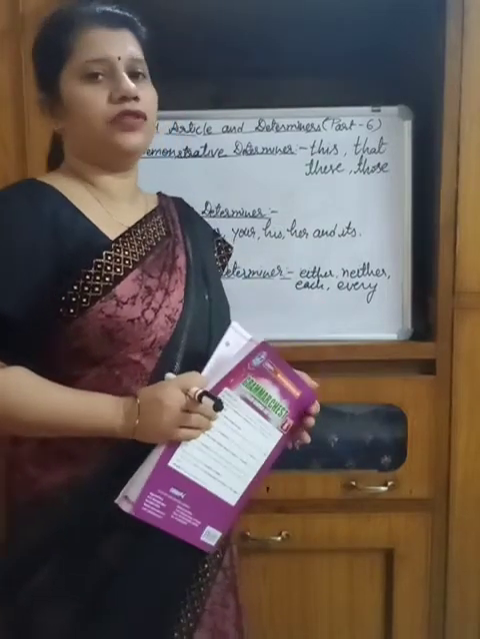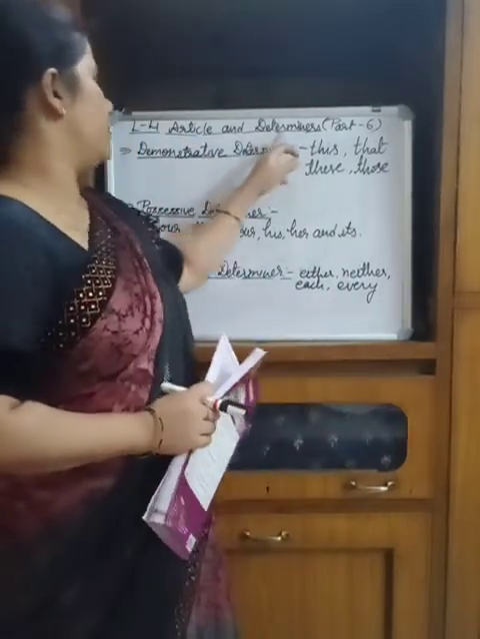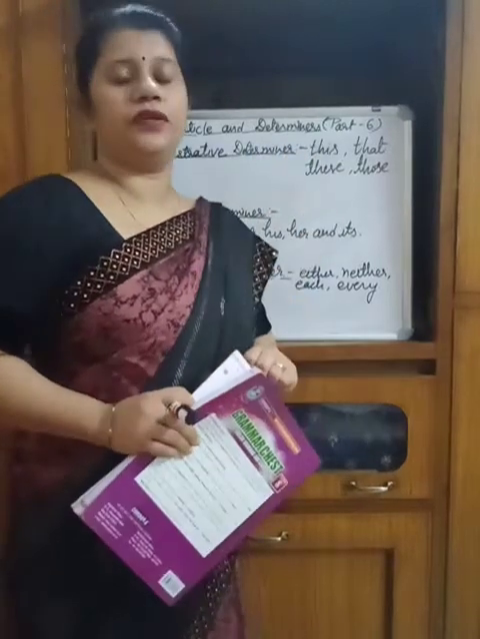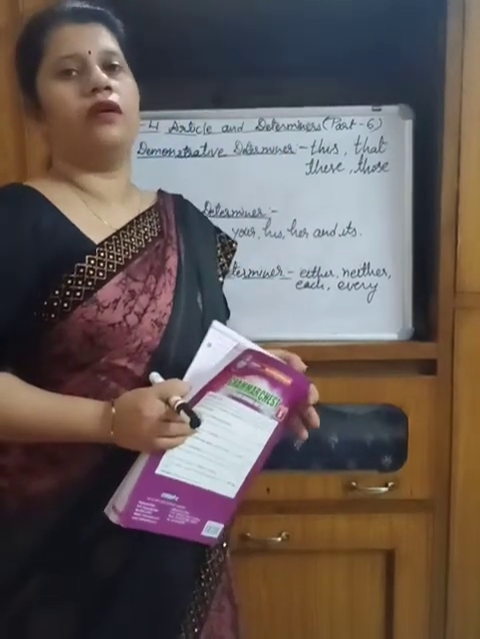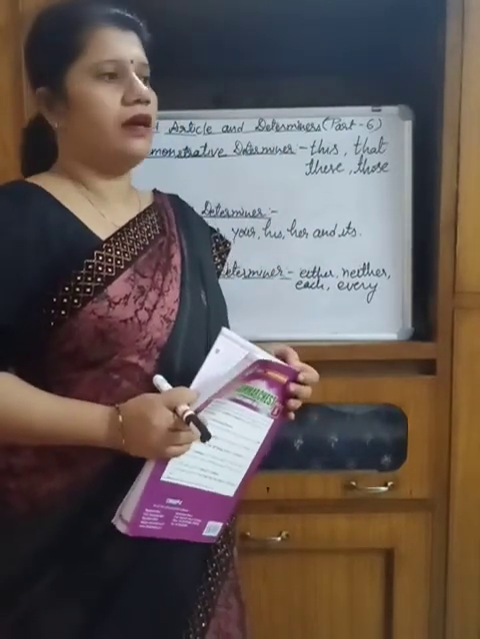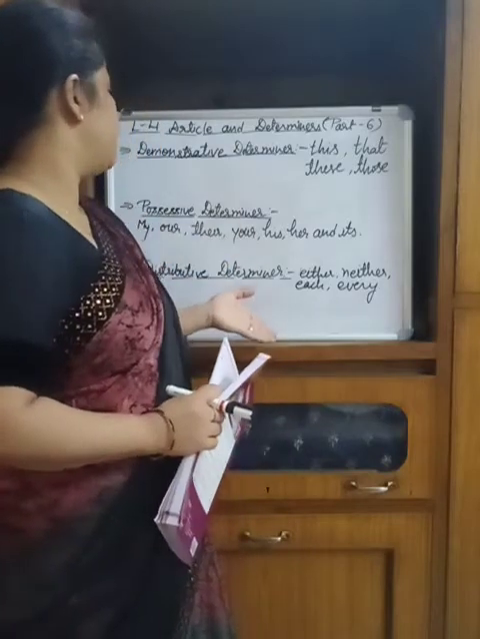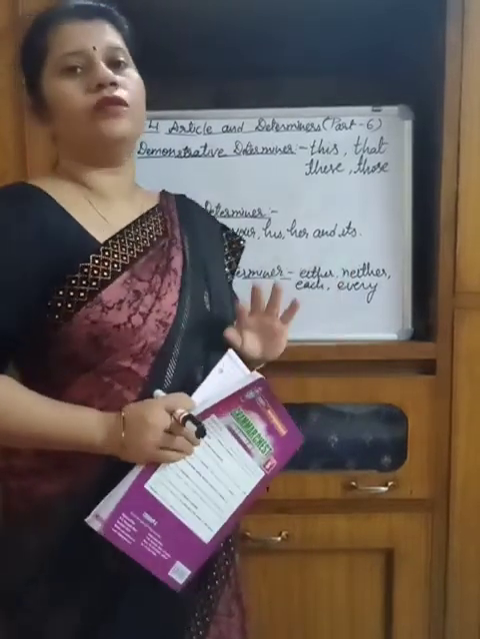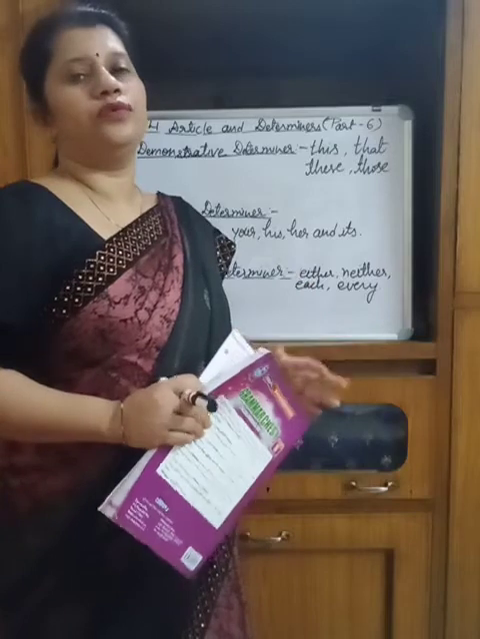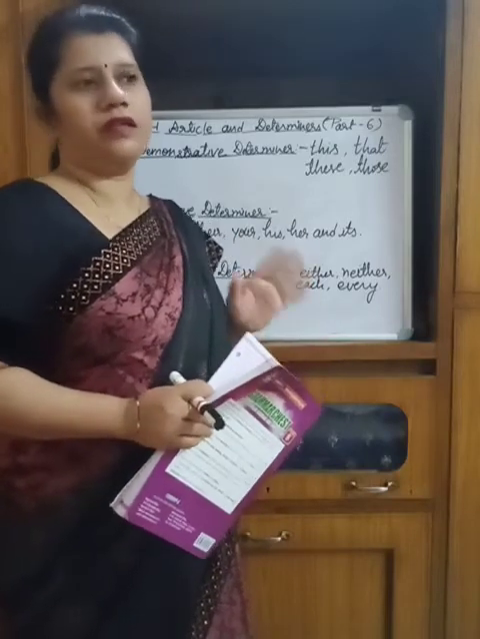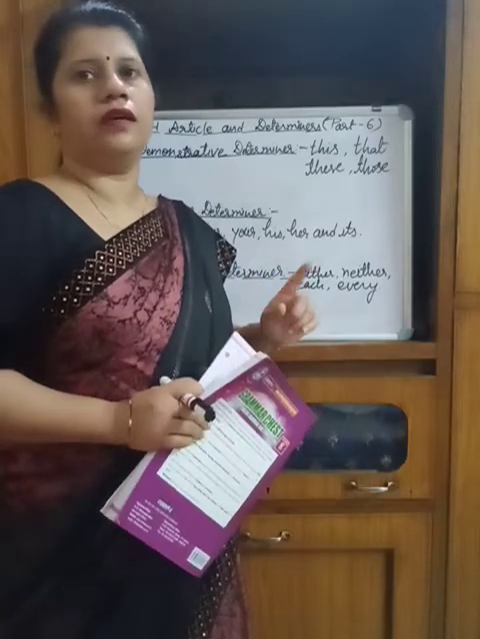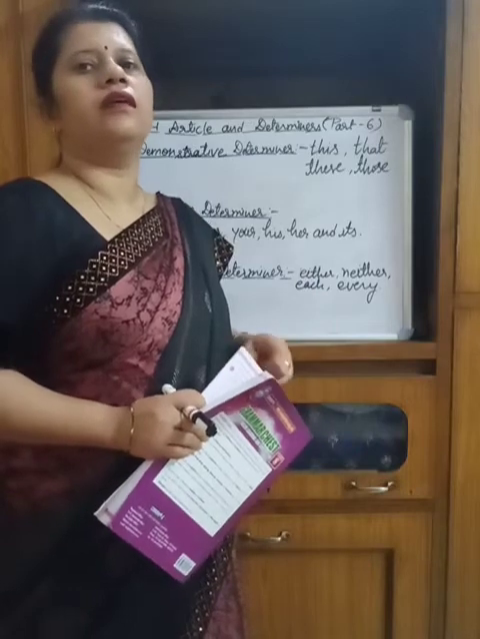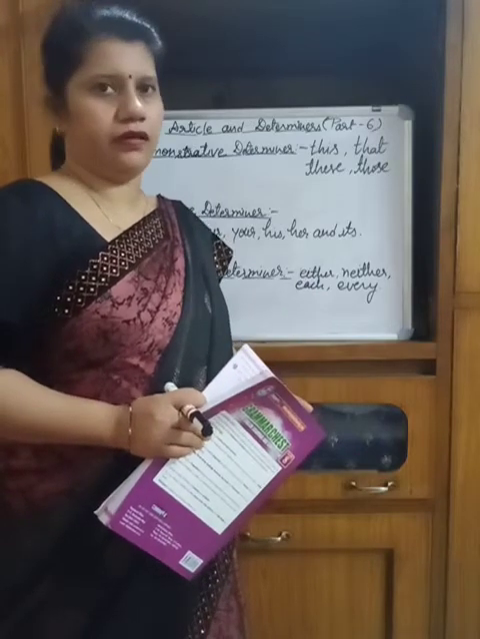In the fifth part of the chapter on the article and the determiner, I had discussed with you the definition of determiner and their different types. I also discussed the use of the article, the definite and the indefinite articles, and the omission and the repetition of the article.